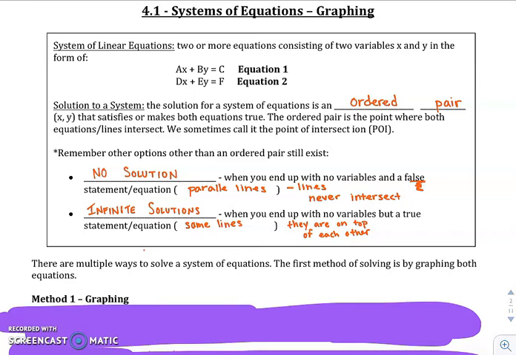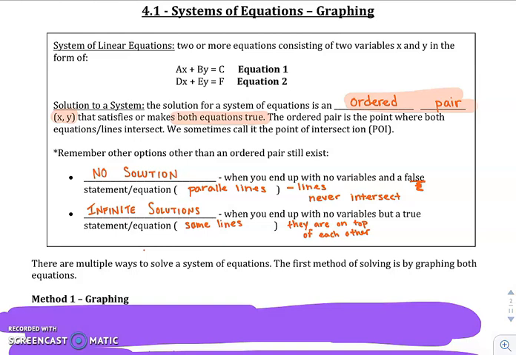A system of linear equations is when you have two or more equations, and they'll generally have more than one variable that you're solving for. So you'll have two equations with x and y in them. The solution for these is going to be an ordered pair, so you're going to solve for x and y. The x and y ordered pair has to satisfy both equations. If it only makes one equation true, it's not a solution for the system. It's only a solution for that one equation.